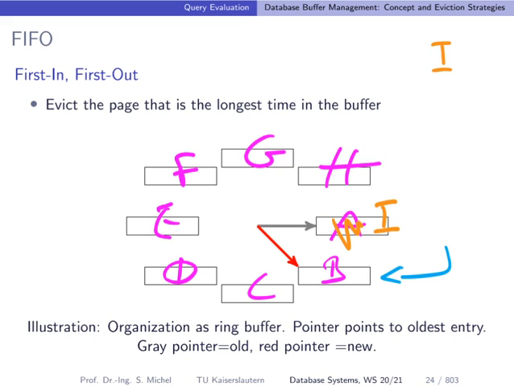Okay, now we have J coming. Yeah, well, B gets replaced, of course, by J, and the pointer moves on to the next one, right? So this will be the situation, and so on and so forth. Again, if you have an access to some page which is in the buffer, be happy. This is counting as a hit. It's cheap. There's no need to go to a disk. You get the page from the buffer, but these pointers are not moved. That's important to notice.